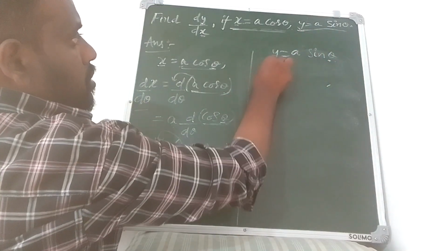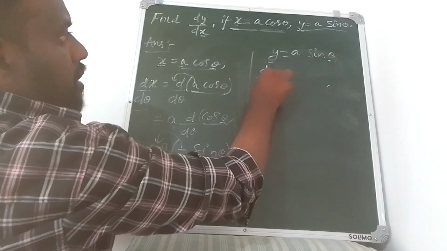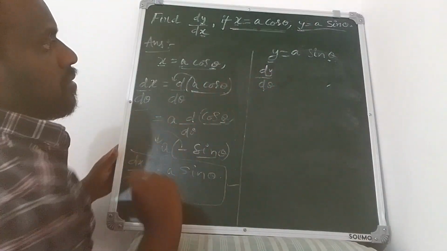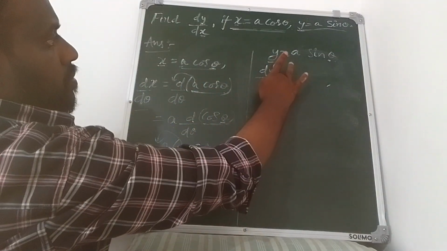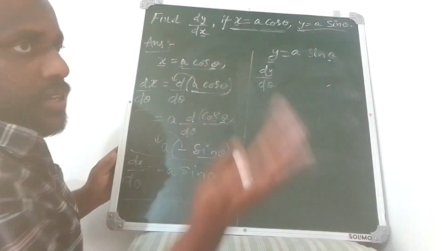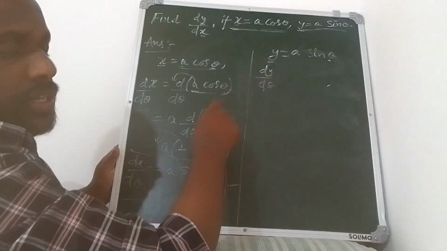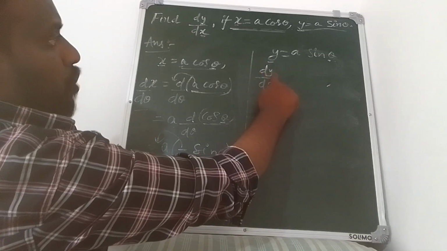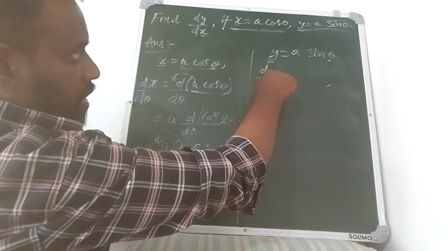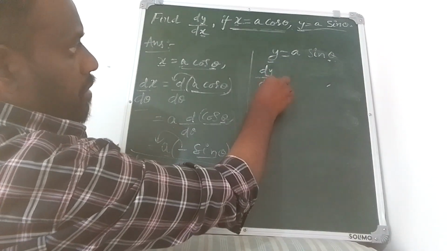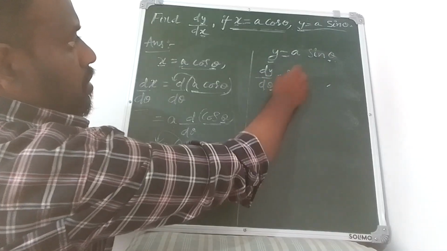That means dy by d theta. We have to find dy by d theta: the differentiation of y, the dependent variable, with respect to the independent variable. We need to find this.